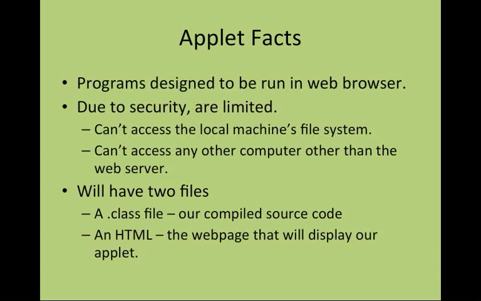There are a couple of things we need to understand when it comes to applets. First of all, they were designed to be run in a web browser, and therefore there are some security limitations on them. We can't access the local machine's file system, and we can't access any other computer other than the web server that the page was served from. When we design applets, we have two files. We have our compiled source code, or our .class file. We also have an HTML file that is the web page that displays the applet.